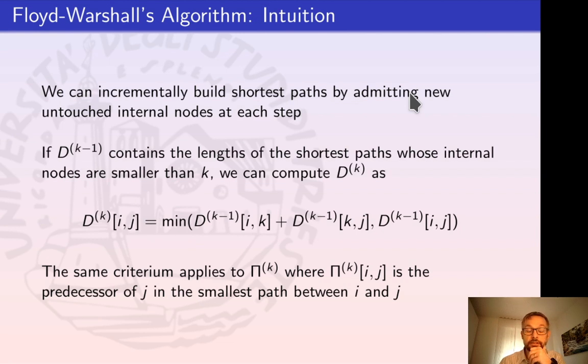So every time this minimum takes as the shortest path the one contained in K, we may need to update the pi matrix at the K level, saying the shortest path among I and J whose greatest internal node is K must have as predecessor for J the predecessor of Kj at the K minus 1 level. Okay, so the idea is basically the same.